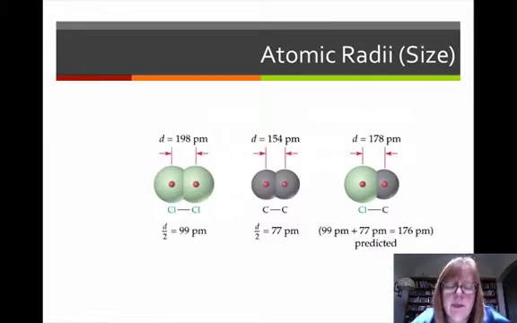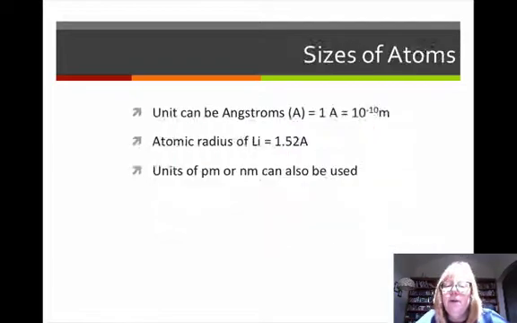If we see the chlorine molecule here, we've got the Cl2 molecule, the nuclei are in red there, and the distance between those 2 nuclei is 198 picometers. We divide that in half to get the radius, and we have 99 picometers as our radius for chlorine, and so forth.